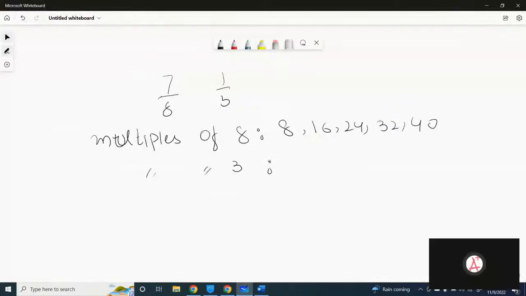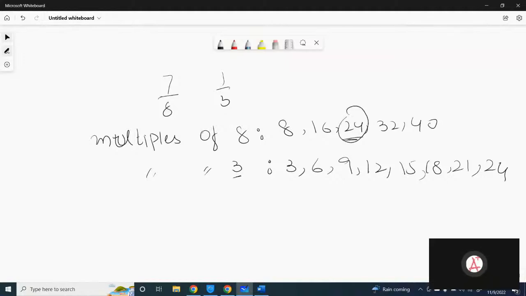Let me write down the multiples of 3. 3 times 1 is 3, 3 times 2 is 6, 3 times 3 is 9, 3 times 4 is 12, 3 times 5 is 15. But I know that 3 times 8 is 24. Got it? So let me write down the multiples till 24. 3 times 6 is 18, 3 times 7 is 21, and 3 times 8 is 24.